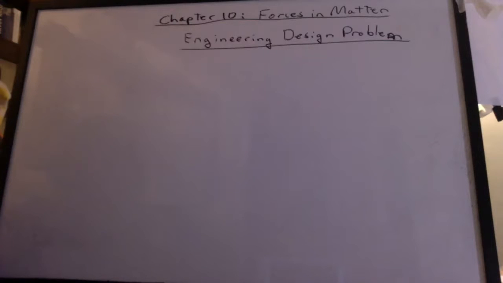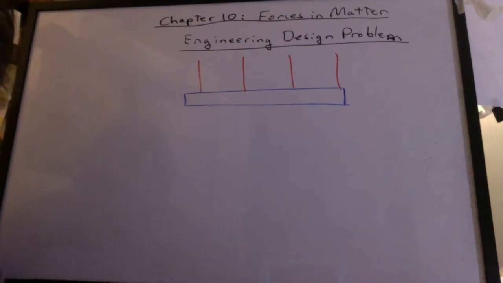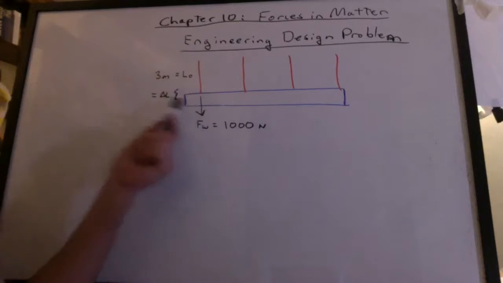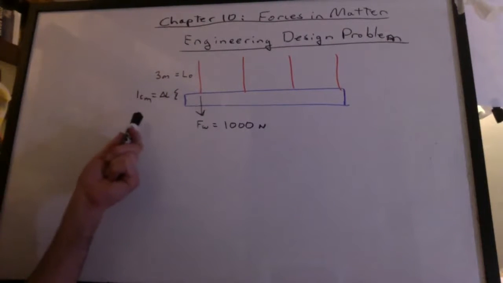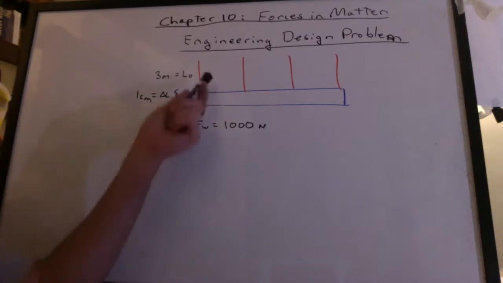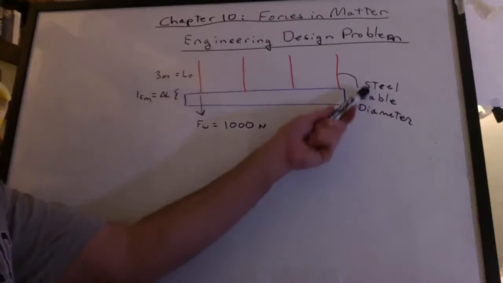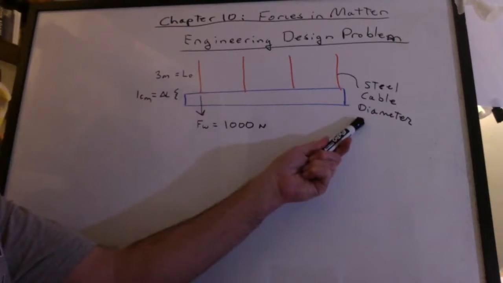Well, I think we'll be able to see the usefulness of Young's modulus and tensile strength with an engineering design problem. Imagine you have a walkway and it's being suspended by steel cables. The original length of each cable is supposed to be 3 meters. Each cable has to support 1,000 newtons by this design. When people walk across it, these cables cannot stretch more than 1 centimeter. Now that's because we can't have this thing wobbling all over the place. So you as an engineer have to decide what diameter steel cable we should buy.